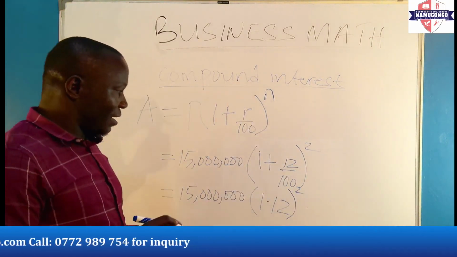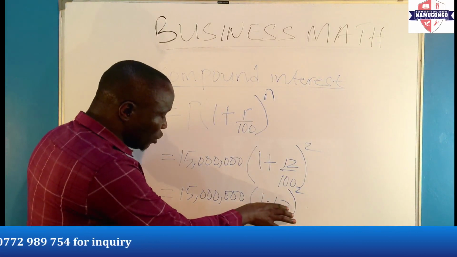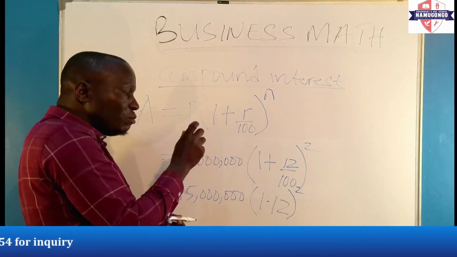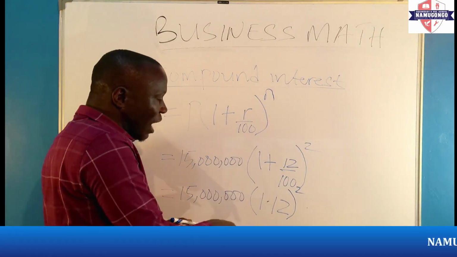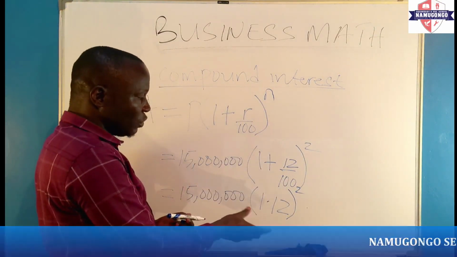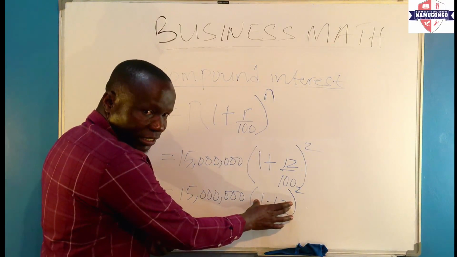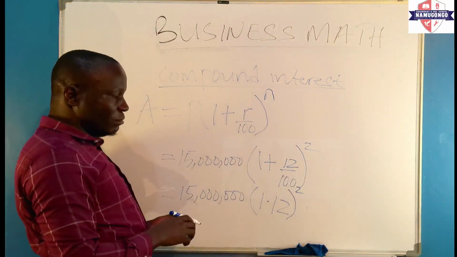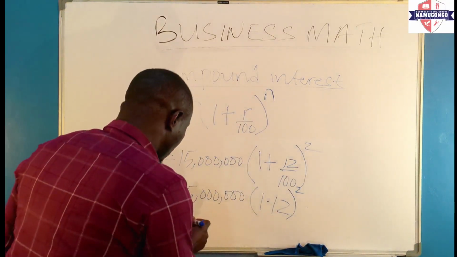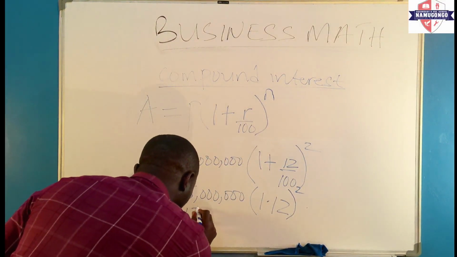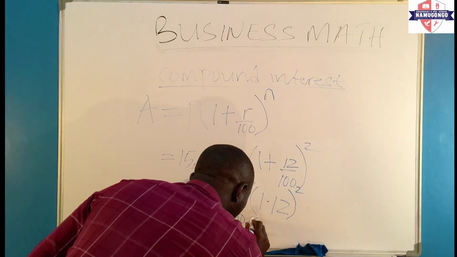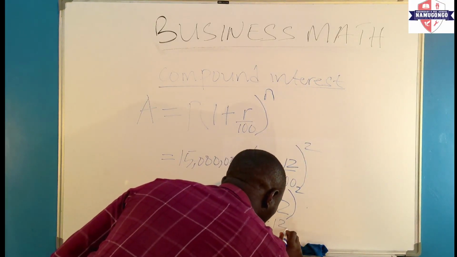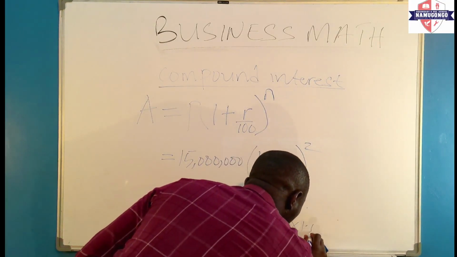Then from here, what is in the bracket is what's going to be squared. So we are going to multiply 1.12 by itself. So you only square what's in the bracket. Then you multiply by 15 million shillings. Or if you want, we can expand this and have it as 15 million shillings multiplied by 1.12 times 1.12.